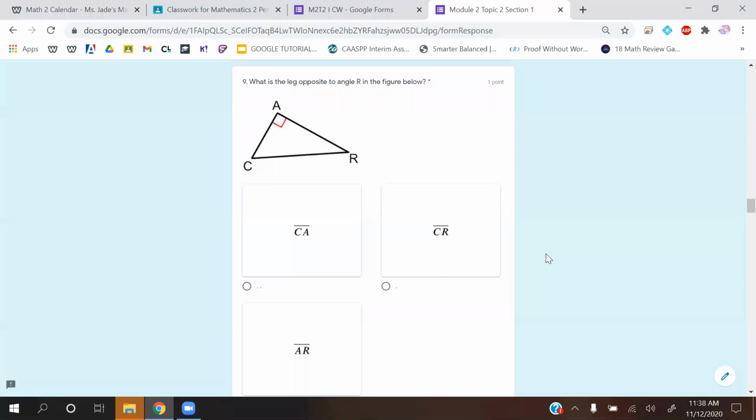Okay, number 9, so we're almost halfway through. What is the leg opposite to angle R in the figure below? CA. I couldn't quite hear that, but opposite. So it's going to be CA.